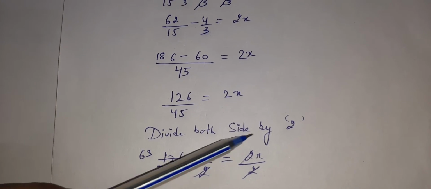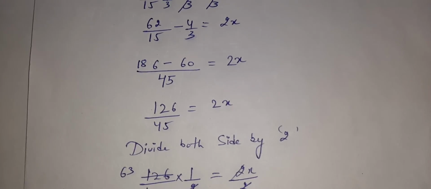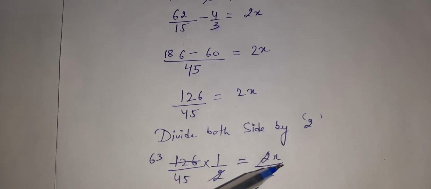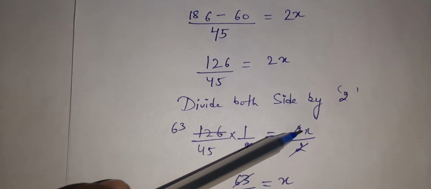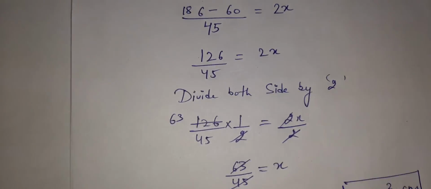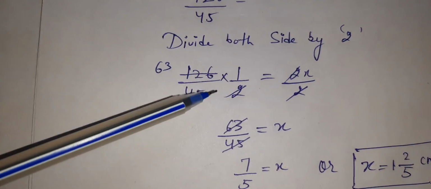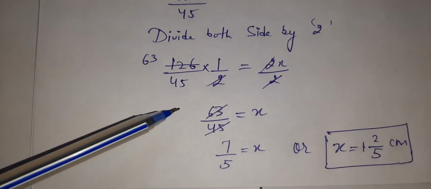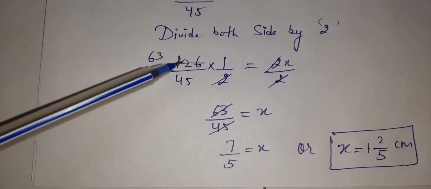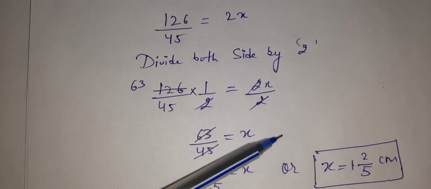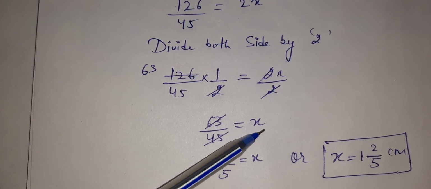Now divide both sides by 2. I have mixed the question now. Divide both sides by 2. 1 by 2, 2 by 2. Got it? So 2 is cancelled, 126 comes out to be 63. Yes or no? 63 upon 45 will be left. 2 by 2 cancel out. X will remain as it is.